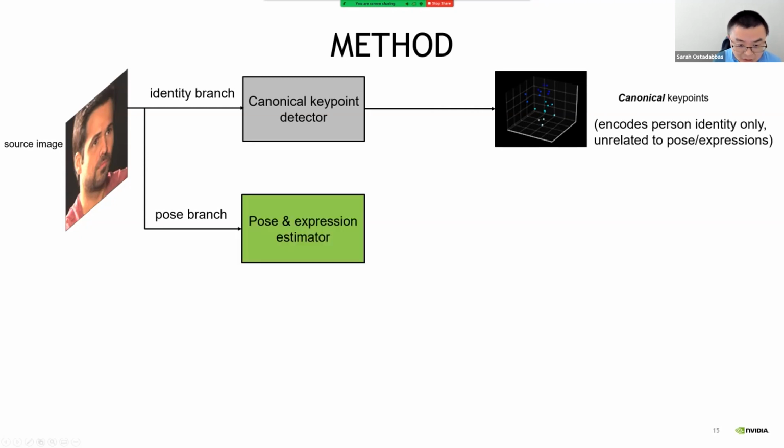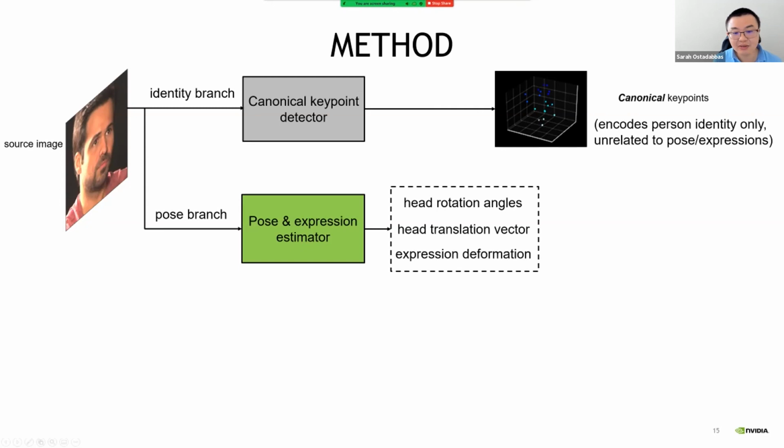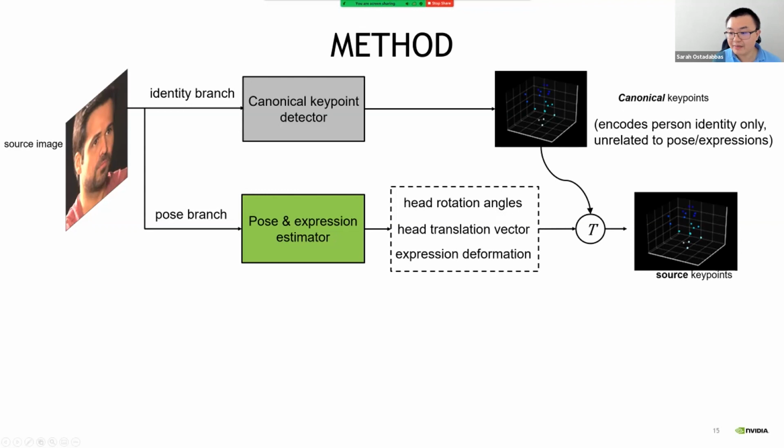And the expression and the head pose are extracted from this pose expression estimator. So we have the rotation angles, 3 angles, and the translation vector, 3 scalars, and also expression deformations. We actually use 20 key points, and each key point is in 3D, so you have 60 numbers here. And combined, we have the source key points, the ones we use for building the correspondence, right?